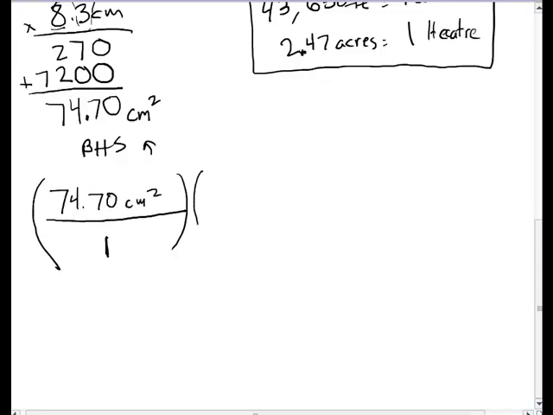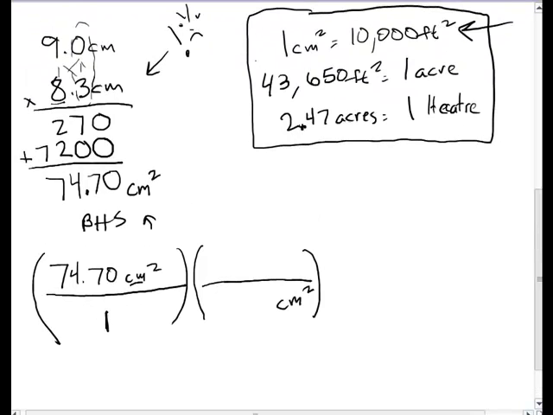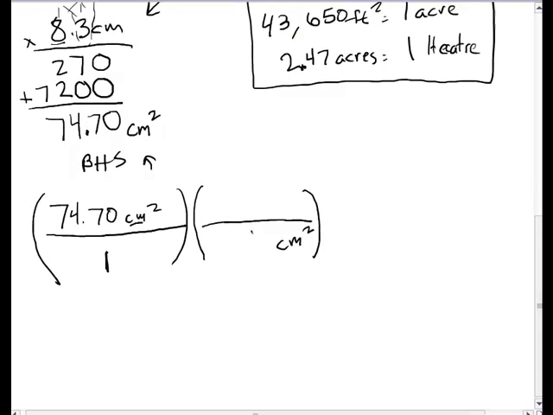Now, as I multiply the next value, what unit needs to be in the bottom of the next value for it to cancel out? So I'm going to put my centimeters squared down here. Looking up at my conversions again, 1 centimeter squared equals 10,000 feet squared.